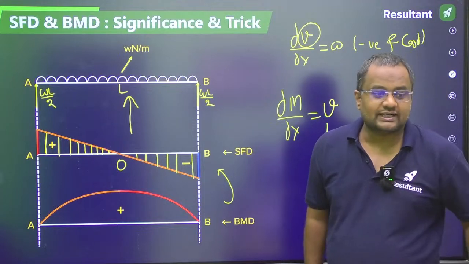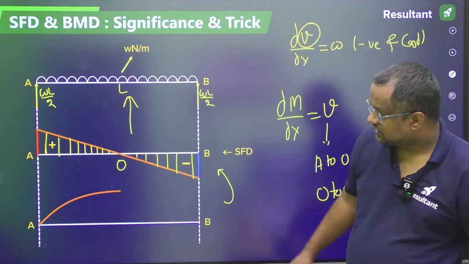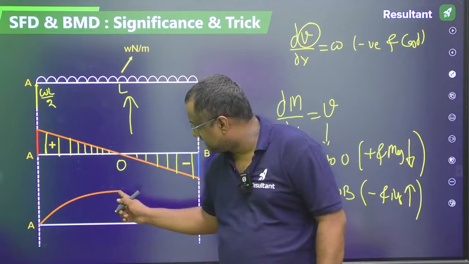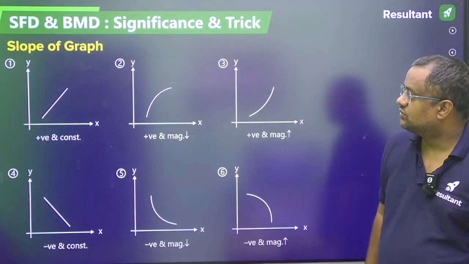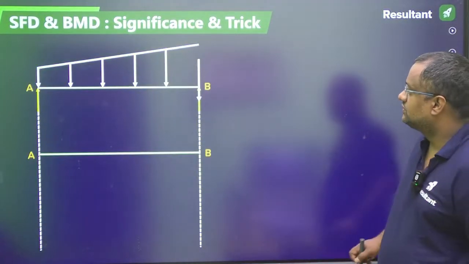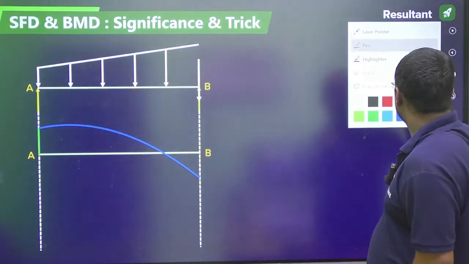Okay. Got it, guys? Everyone? Got it? So here it is positive and decreasing, then it is negative and decreasing. Now let us do one more question. Okay, hit this question hard.